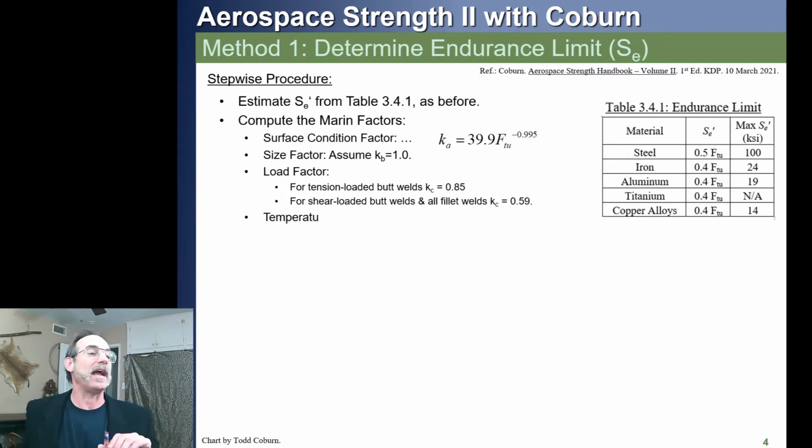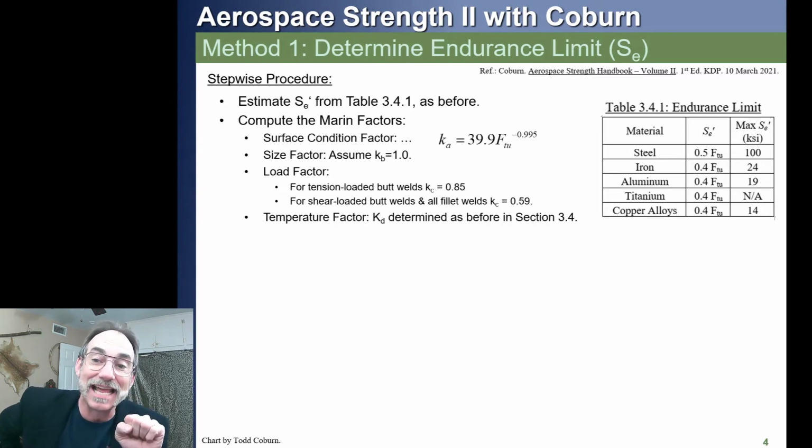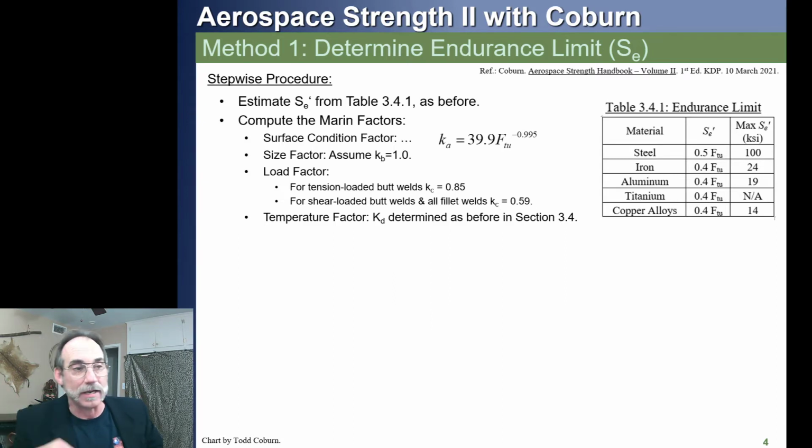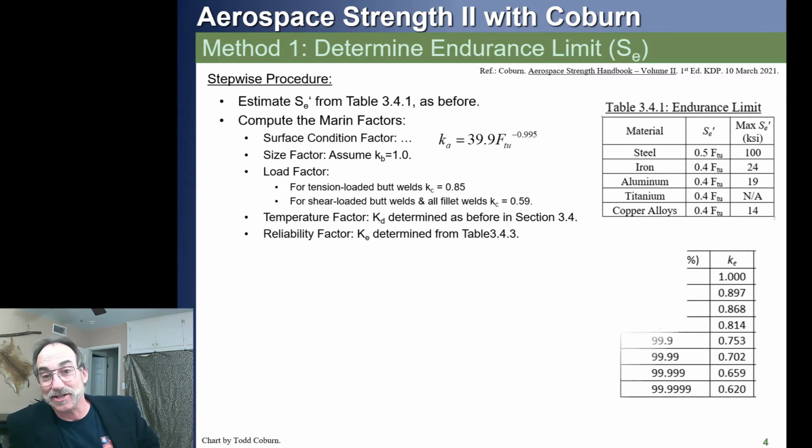Our temperature factor is going to be handled just like it was in Chapter 3. Regardless of whether we have a tension weld or a shear weld, we'll handle that the same way. So if there's a temperature applied, we can estimate our temperature factor the same way as we did back in Chapter 3 and get our K sub D. If there's no temperature applied, that KD is just 1.